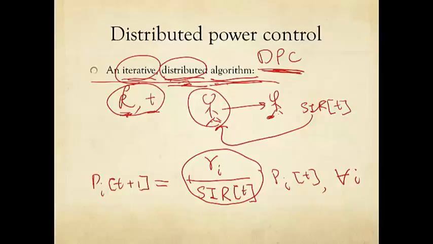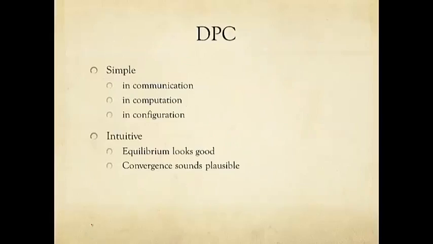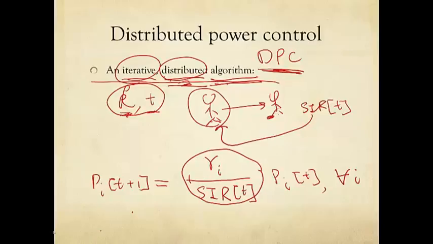Say, wow, that's pretty simple. Well, it's actually very simple. Okay, how simple is it? Well, let's take a look. It's simple first in communication. You don't need to know anything about the network except your own target SIR, which presumably you know, and it doesn't even vary over time, and the current SIR that your intended receiver is getting. That's all you need to know.